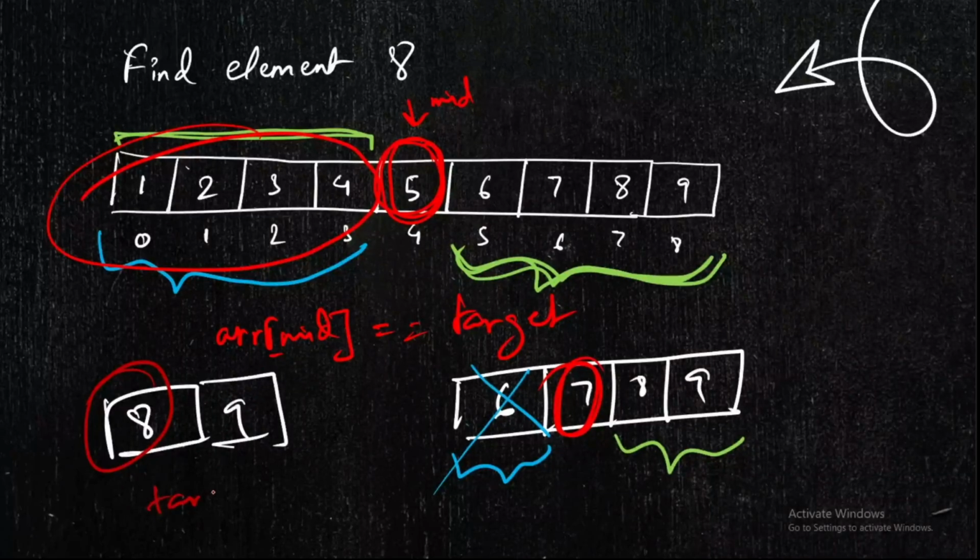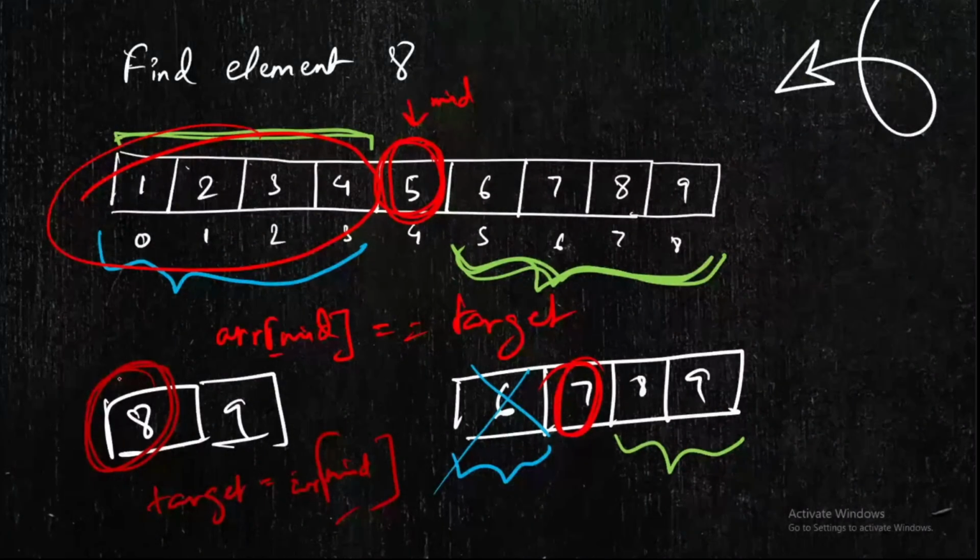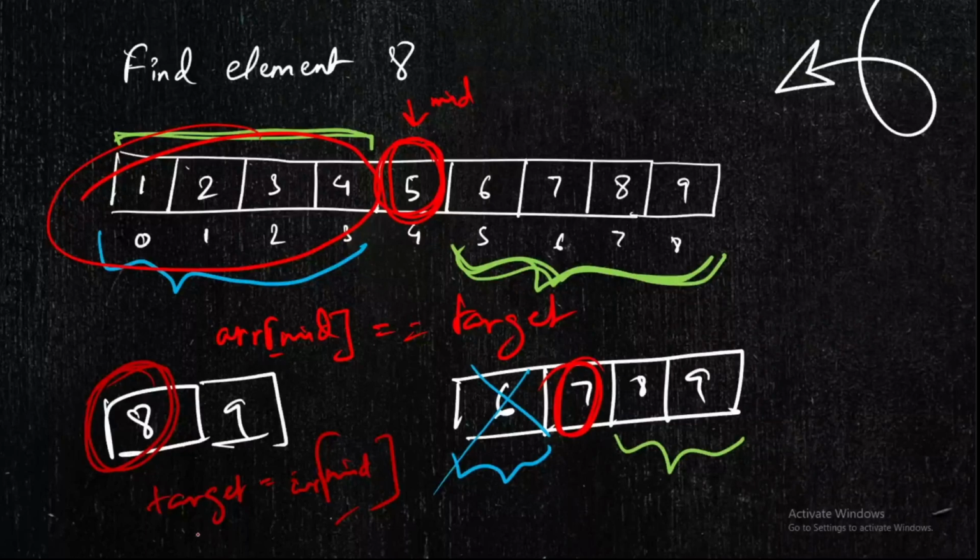So now is target equal to ARR of mid? Did we find the element? Obviously, we found the element. Which is at this index. And how many iterations did it take? It took 1, 2, and 3. So which one is more efficient, do you think? Is it the linear search or the binary search? Yes. In 99% of the cases, binary search is much more efficient than linear search.